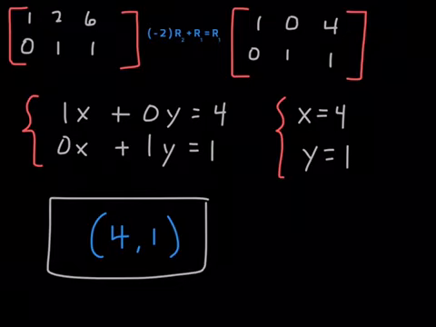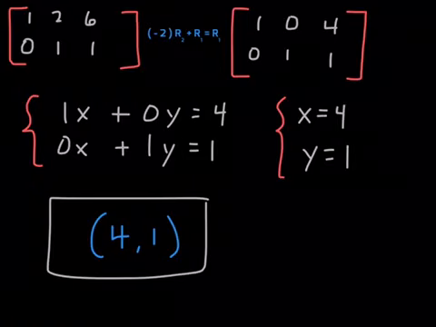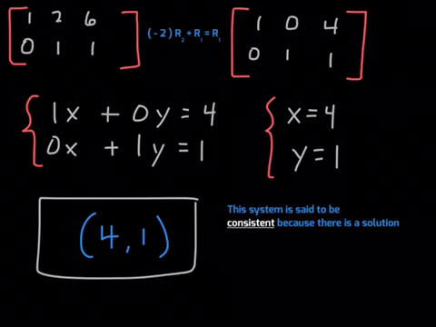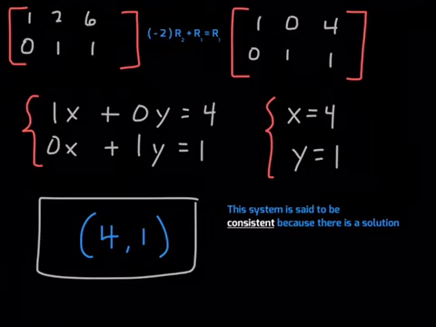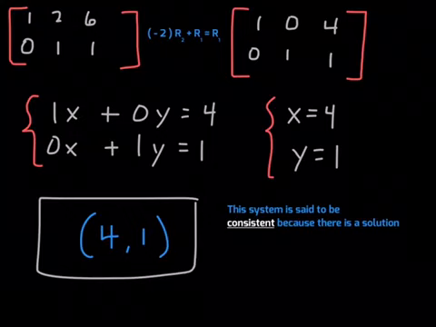A little bit of vocabulary work for you. Because there is a solution, the system is called consistent. All right, so it's a consistent system. If there's no solution, then the system is said to be inconsistent, and we'll definitely look at an example like that pretty soon. All right, we did it, guys.